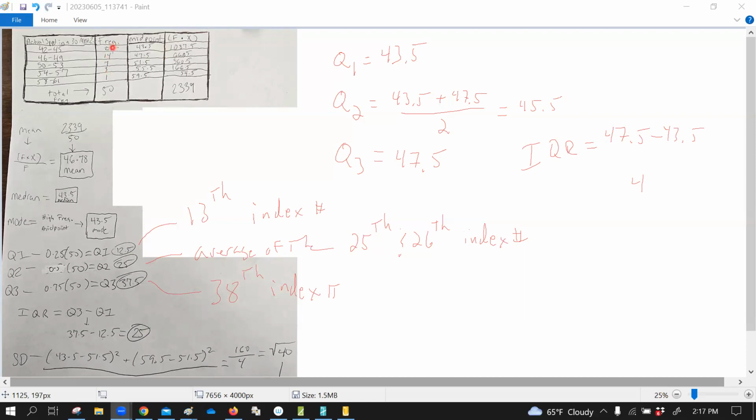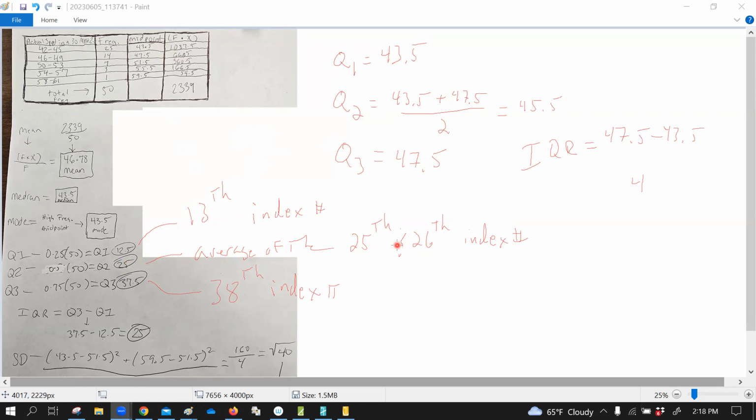Since the first 25 numbers are in the first bin, Q1 is going to be in that first bin, which is 43.5. For Q2, the median, we get the 25th number. When that's a whole number, we have to average, so it falls in between two numbers, and we have to average those two numbers.